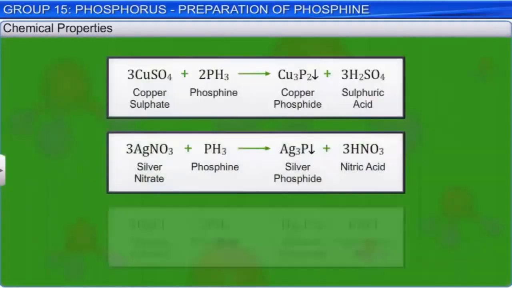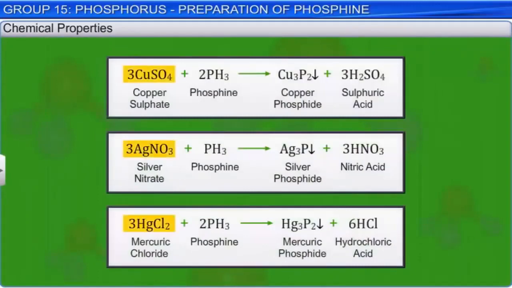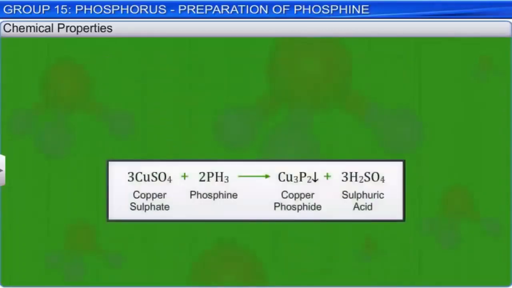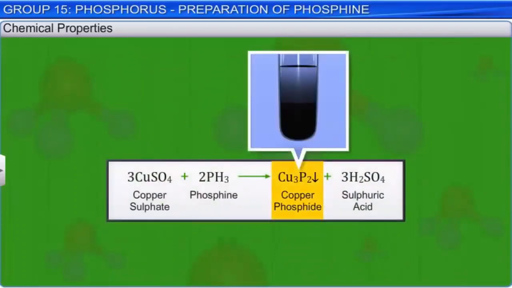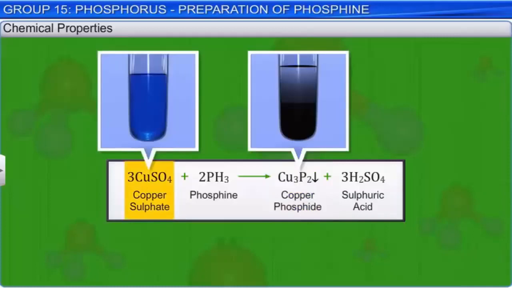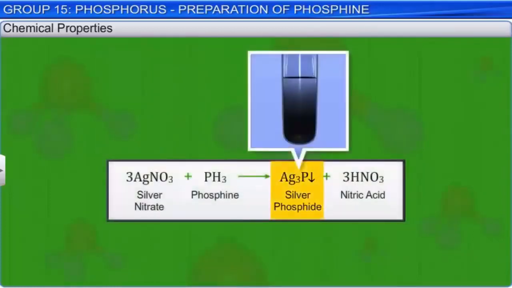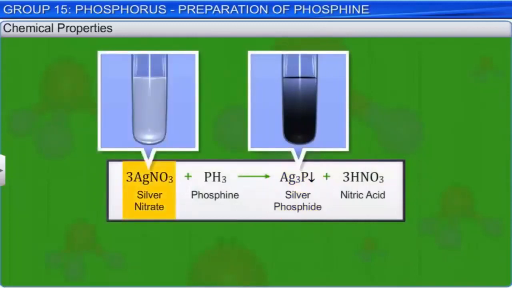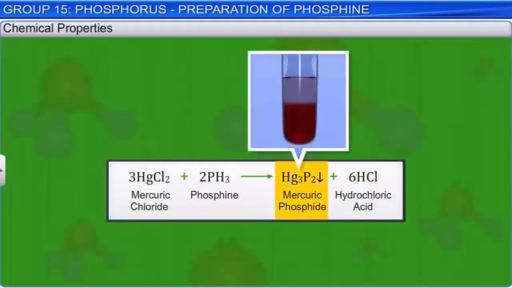When passed through aqueous metallic salt solutions such as copper sulfate, silver nitrate, and mercury chloride, phosphine gas precipitates the corresponding metal phosphides. As can be seen from these equations, copper phosphide is precipitated from copper sulfate, silver phosphide from silver nitrate, and mercuric phosphide from mercury chloride.